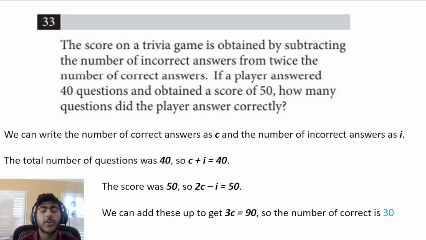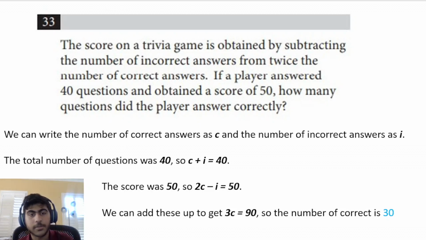We can write the number of correct answers as C and the number of incorrect answers as I. Total number of questions is 40, so C plus I is 40. The score is 50, so 2C minus I is 50. Right? That's how they defined the score in the question. And now we can add these two equations up to get 3C equals 90. The I's cancel. That means that the number correct is 30.